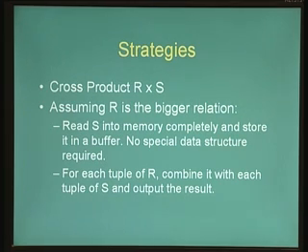What about cross product R times S? Cross product is simple as far as the algorithm is concerned and quite expensive as far as the performance is concerned. Again assuming that R is the bigger relation, just read S into memory and we don't need any data structure here. We can just store S in a contiguous sequence of memory locations, and for each tuple of R, combine it with every tuple of S and start returning it, as simple as that.